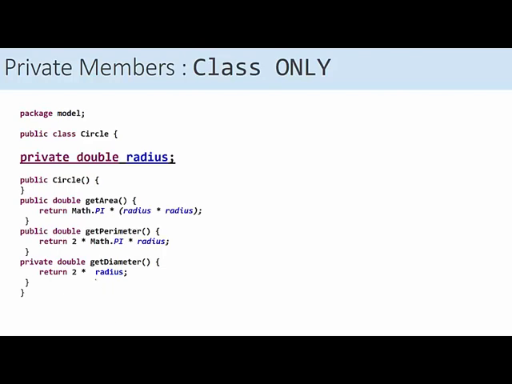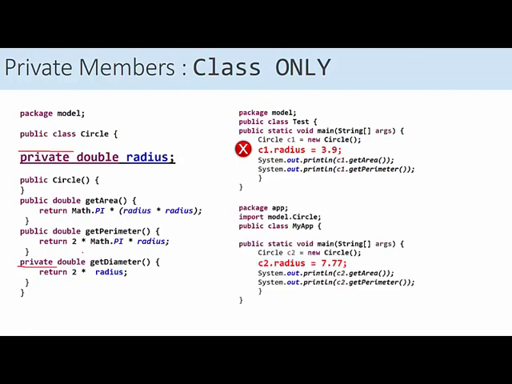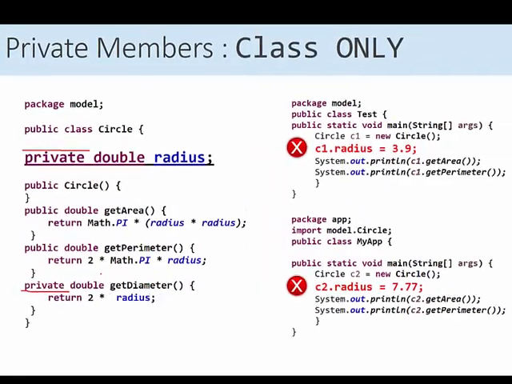Radius is now private, and the getDiameter method is private. Private means both radius and the getDiameter method are only visible inside the Circle class. Even if you try from the test class, which is in the same package, it's not going to work. Even myApp definitely is going to show an error. Let's go to the code now.